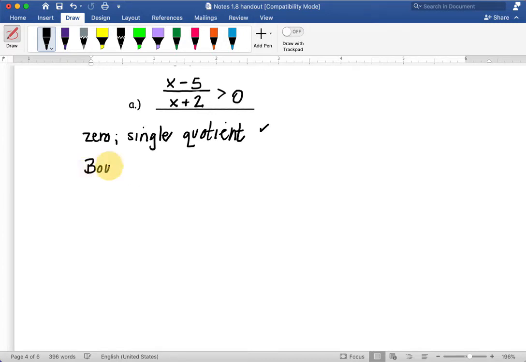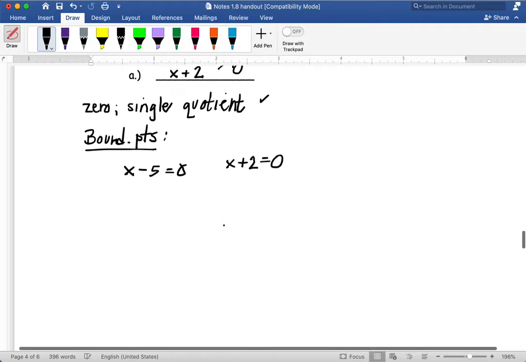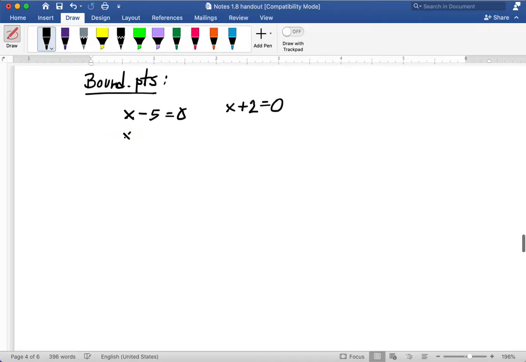Boundary points. Folks, you gotta set the numerator and the denominator equal to 0. x minus 5 equals 0. x plus 2 equals 0. So here, x is 5. 5 is a boundary point. And here, x is negative 2. Negative 2 is a boundary point.